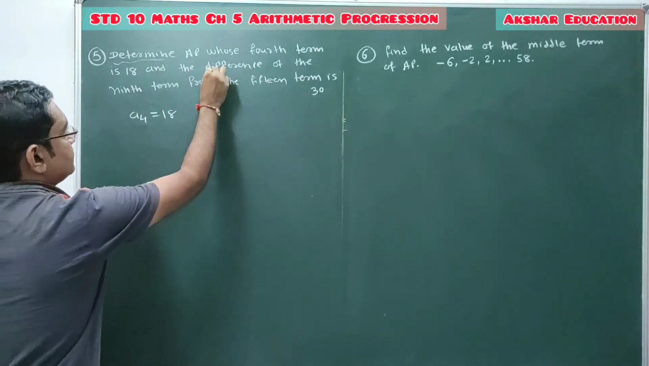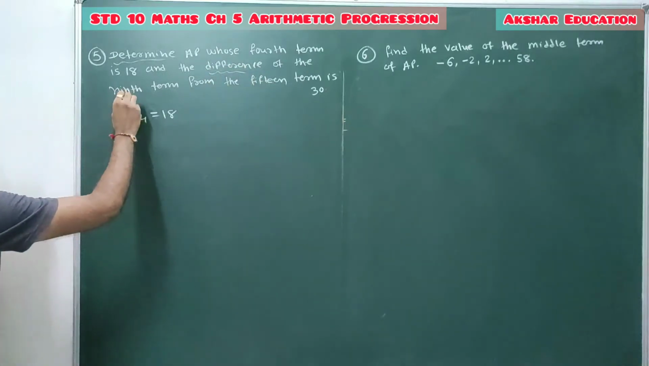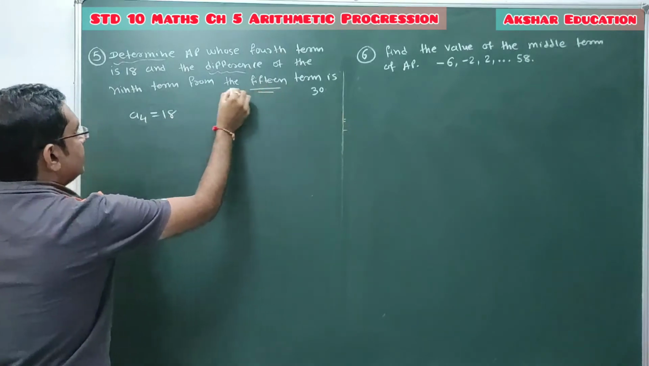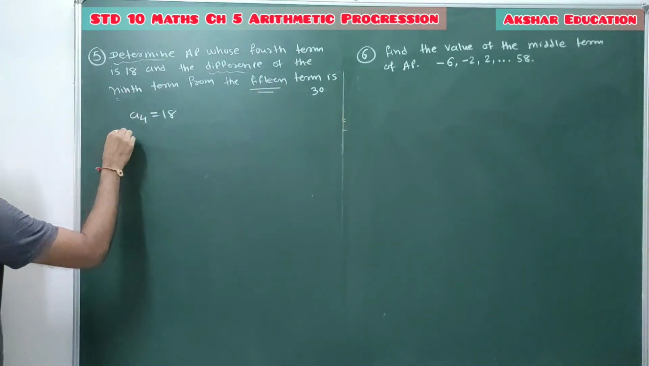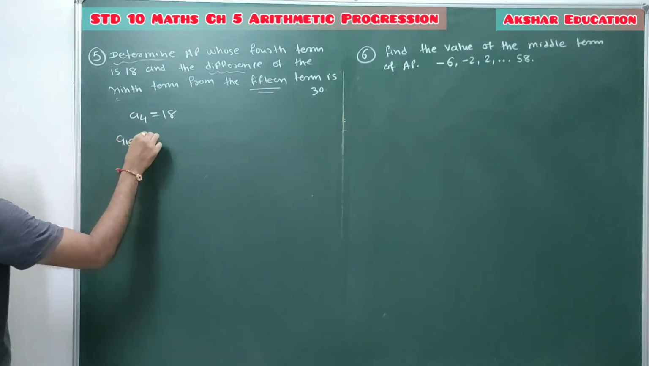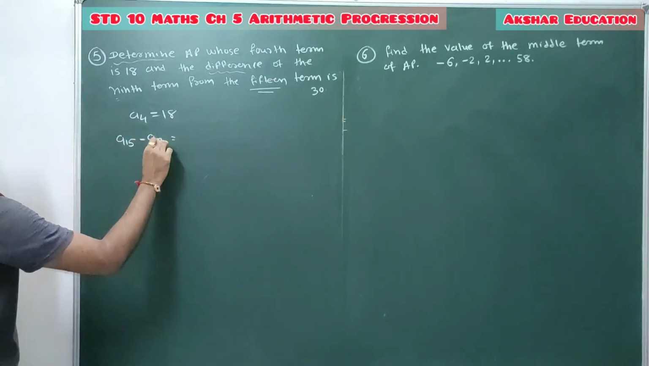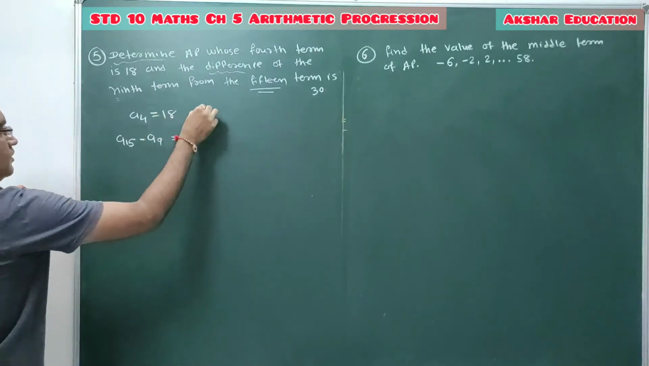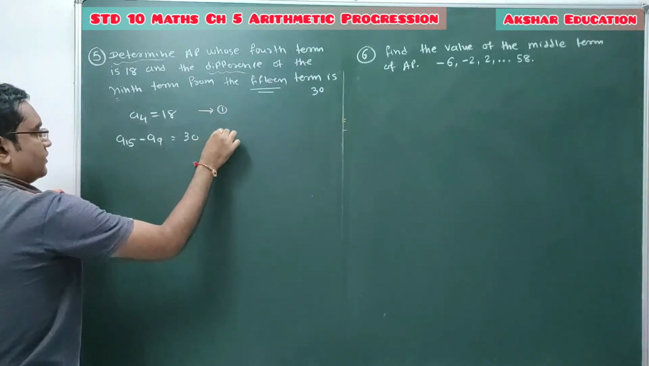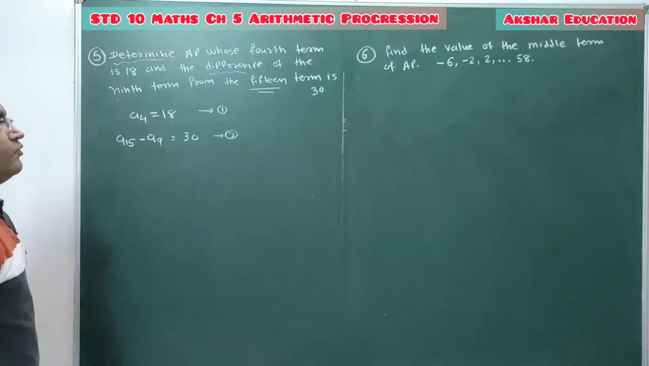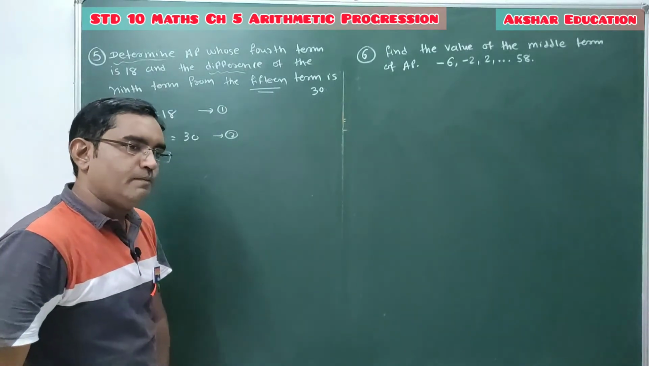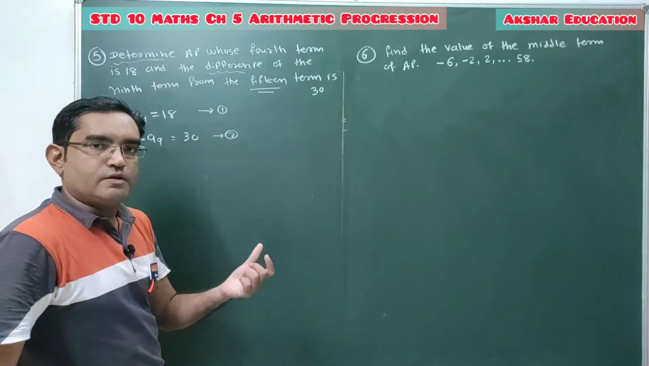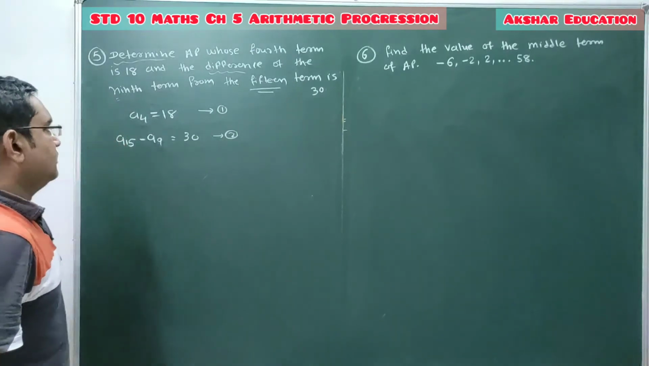And the difference of the ninth term from the 15th term. So you have to consider the difference of 15th term minus 9th term, and the difference of the 15th term minus the 9th term is 30. This is given. These two equations, or you can say two results, are given. You have to find the AP. AP means you have to write down the entire sequence with first term, second term, third term, likewise.